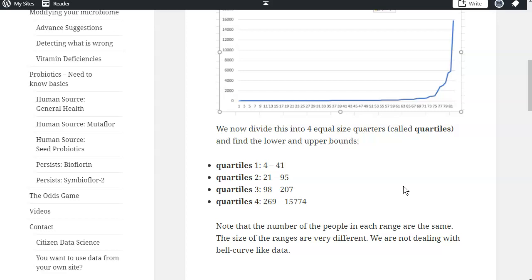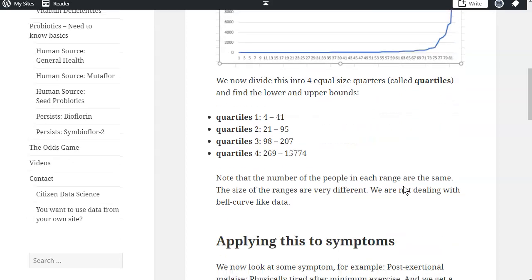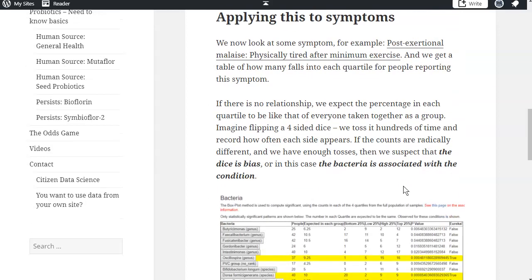The values are not the same. The range is very different between them. And that is where the elegance of data science comes in, is that we don't just look at the ranges. What we do is we look at the size of the population in each group. Now, when we apply this to symptoms, for example, exertional malaise, we go and we discover something.